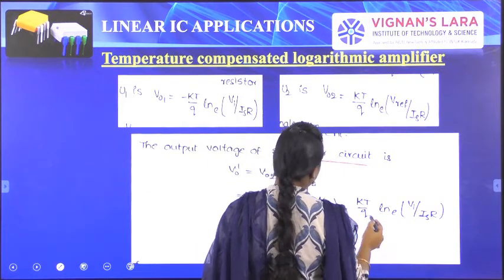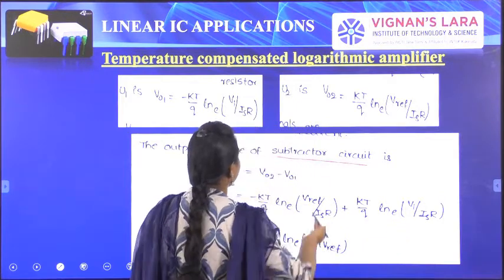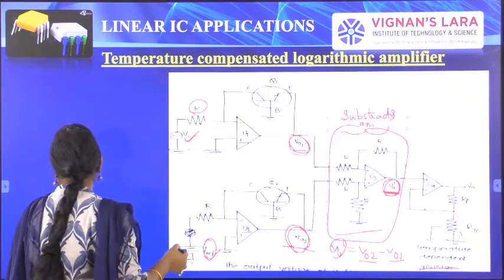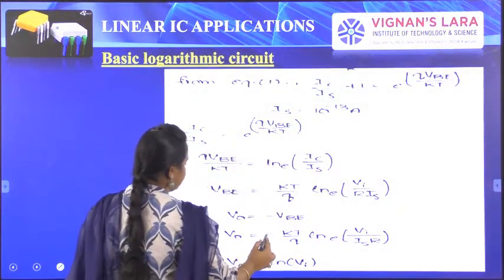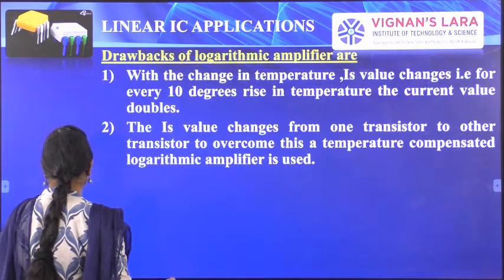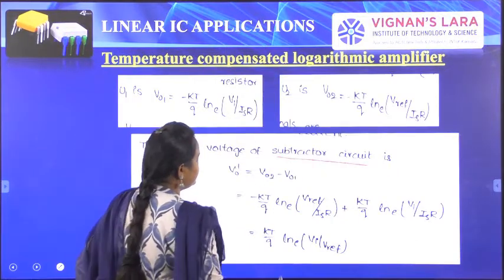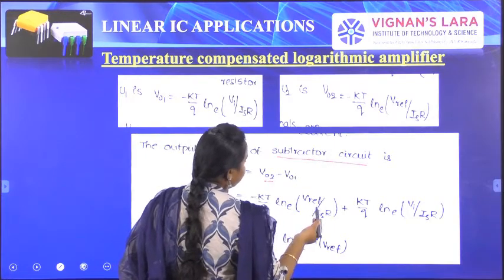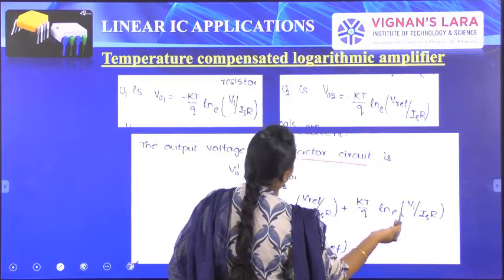Minus becomes plus kT by Q ln of V1 by R ISR. So here it is also minus. Why? Because from this we have a minus sign now. So we are putting from the output as minus. So minus kT by Q ln of V reference by ISR, plus kT by Q ln of Vi by ISR.